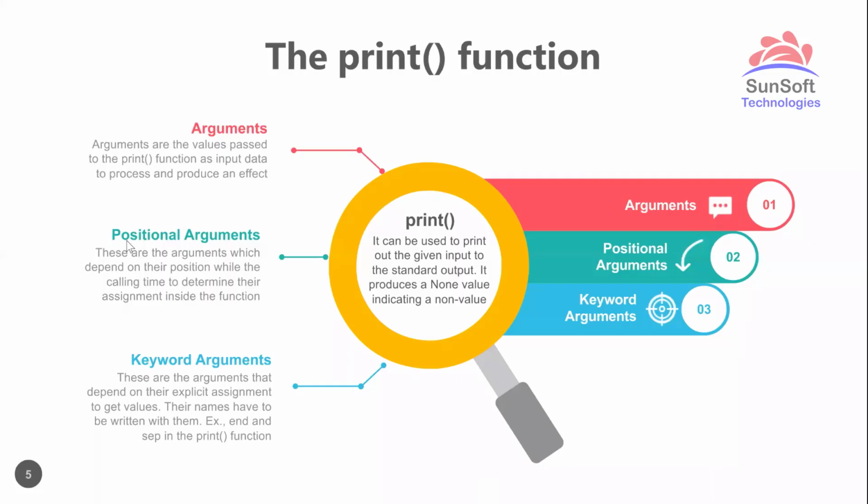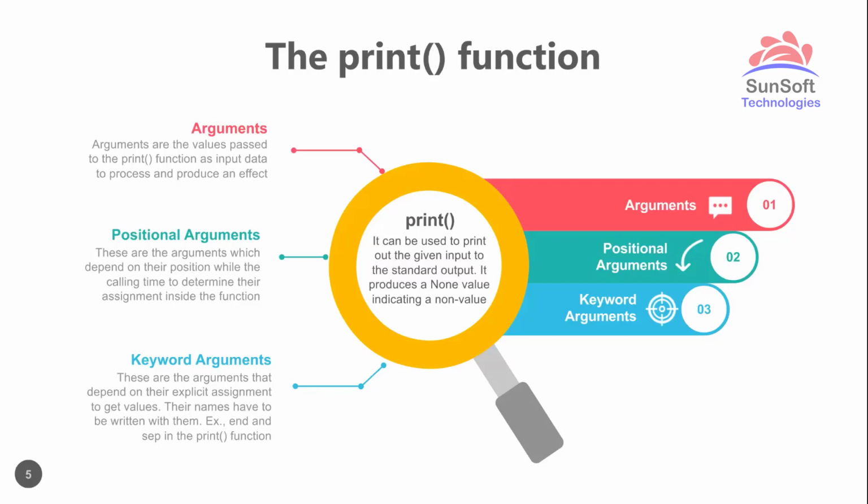So let's go back here. These are arguments which depend on their position at calling time to determine their assignment inside the function. Now the other kind of arguments are the keyword arguments. These are the arguments which use a keyword to assign a value to specific arguments in a method call.